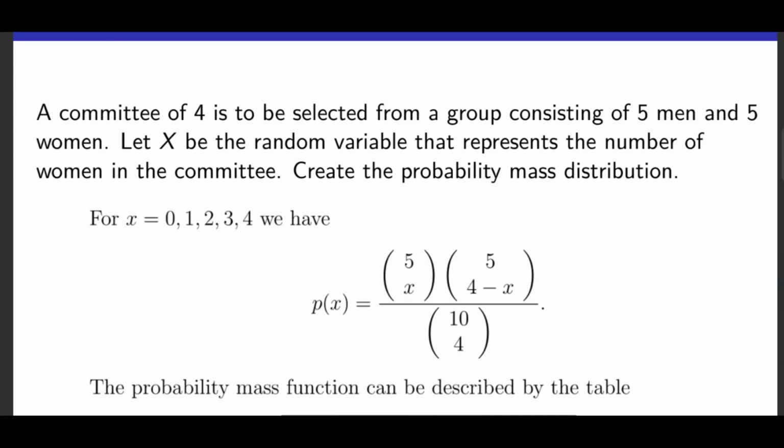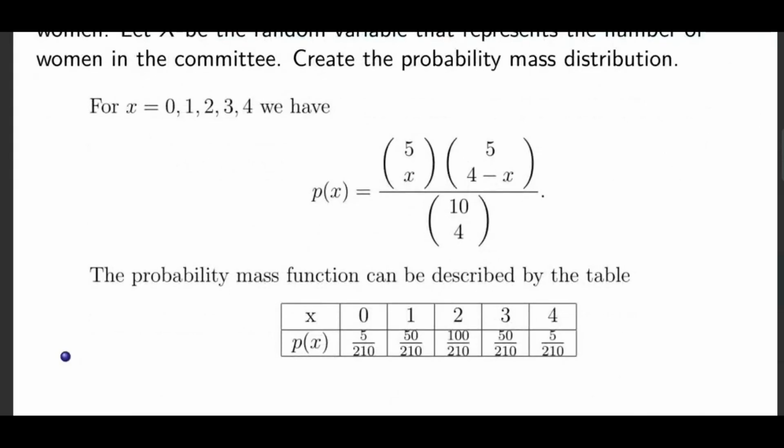So the case for 1 is quite obvious. 0 is maybe easier. If I want 0 women in the committee, it just means 5 women choose none of them, 5 men choose 4 of them. And in total, there are 10 C4 ways to form committees. Is this okay? So you can finish this on your own. Then you can compute these numbers and it will sum to 1.